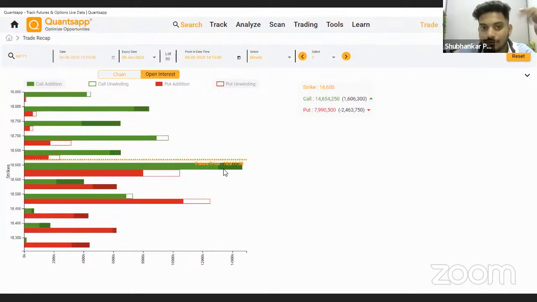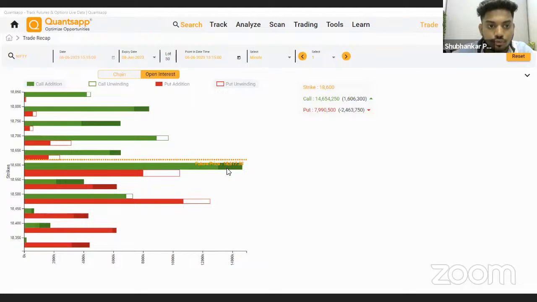Now what I want is when the call writers will unwind. Right now, what I can see, the open interest is getting added. So maybe a thrust in Nifty. So not very convinced. But the moment I see that these call writers are unwinding, that is where my trade is. So let's see Nifty 18,600 call of 8 June expiry.